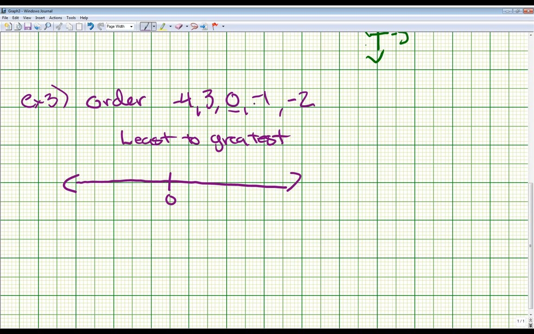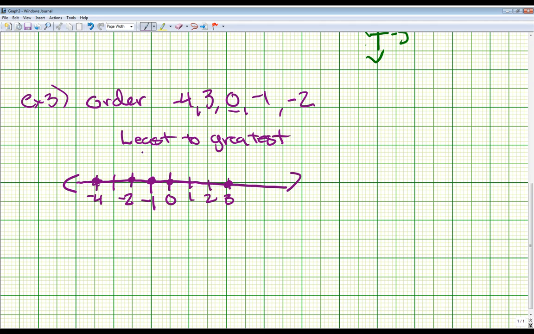And then -1 is really close to the 0, so we can plot -1. There's my 0, there's my -1. -2 is farther down. And then we don't have a -3, but we do have a -4. So that would be -3. This is going to be -4. And then the other number in our list is a +3. That's going to be to the right.